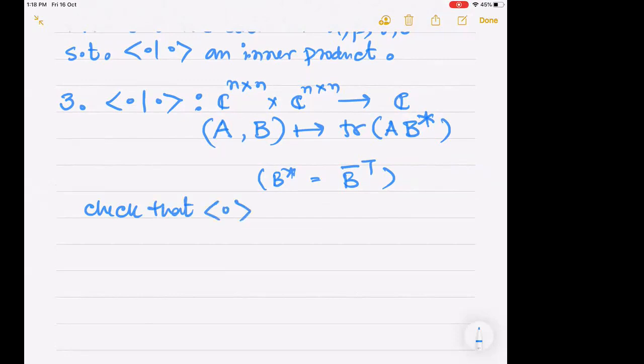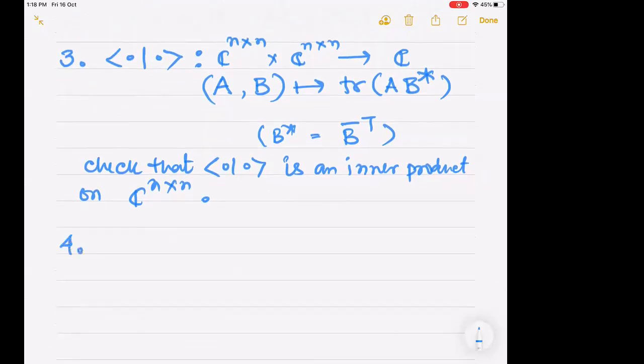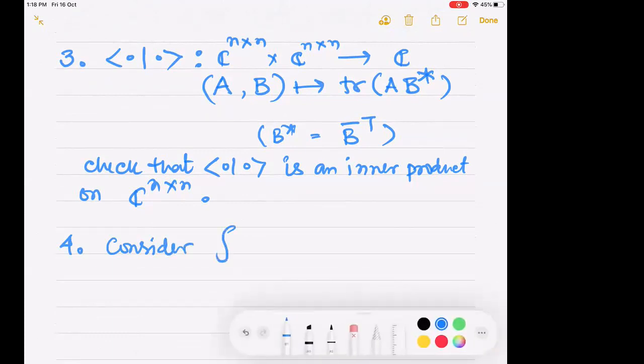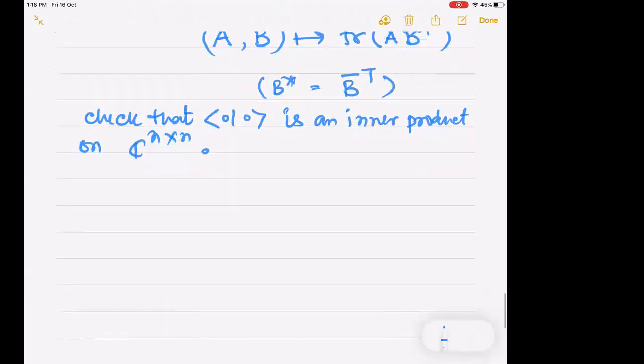Sorry, this is an inner product on C^(n×n). That's not all. You can also think of, so let us do this check, because it's not very difficult to do. So let's just do this verification.